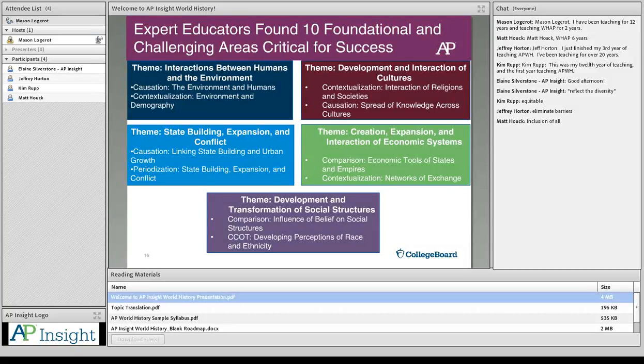All right, you're familiar with these 5 themes of AP World History. Underneath each one are 2 challenge areas, for 10 challenge areas total. Again, as you look at these 10 challenge areas that we're going to focus on with AP Insight, notice again, these are already things that you teach in your class. Things like networks of exchange or state building. They are things that you teach in your class and you teach them over and over.